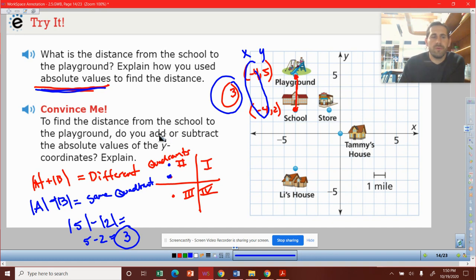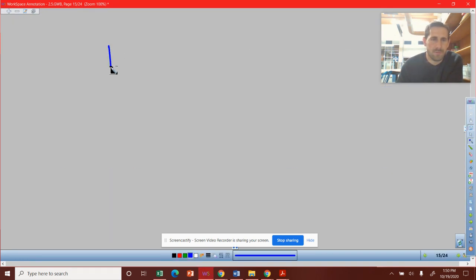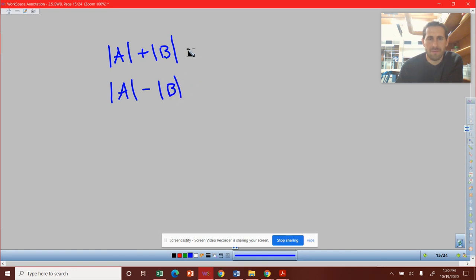Okay, so again, make sure you have those rules written down. When do we do absolute value? When do we add? And when do we subtract? Make sure you have that down. This is different quadrants. And this is when they're in the same.